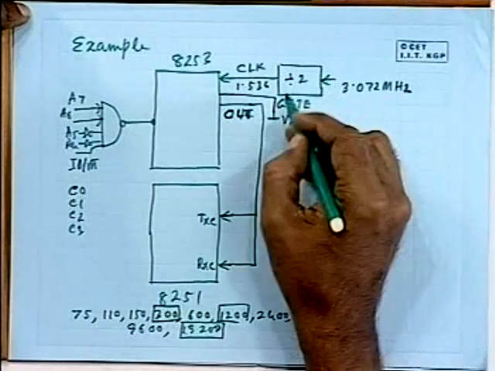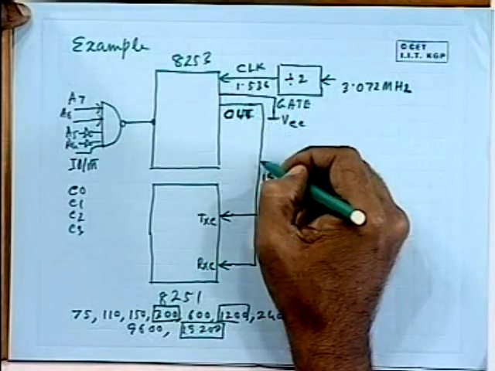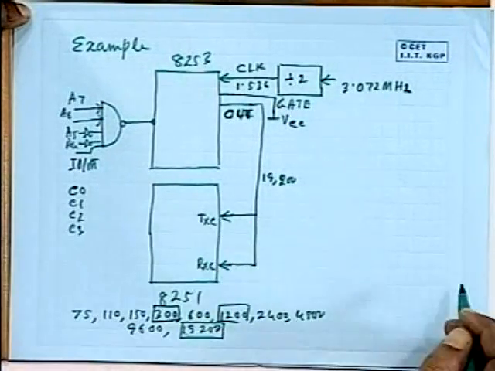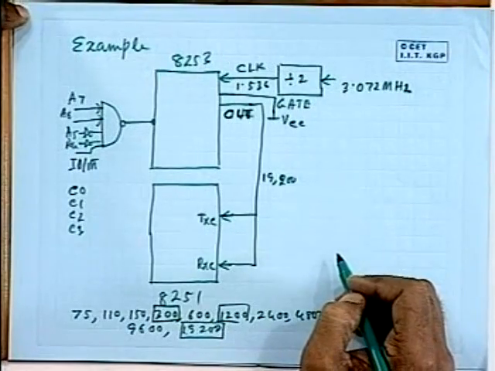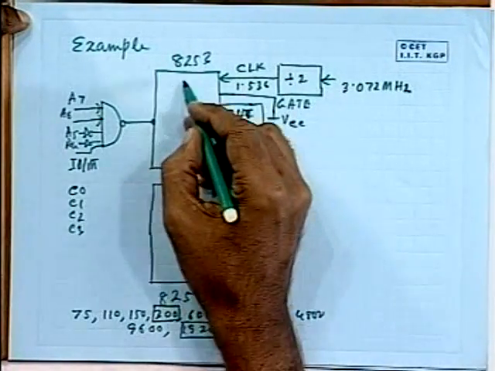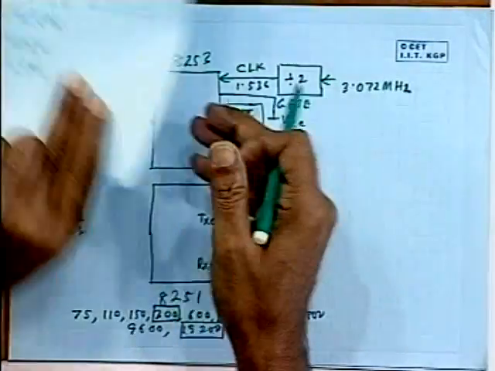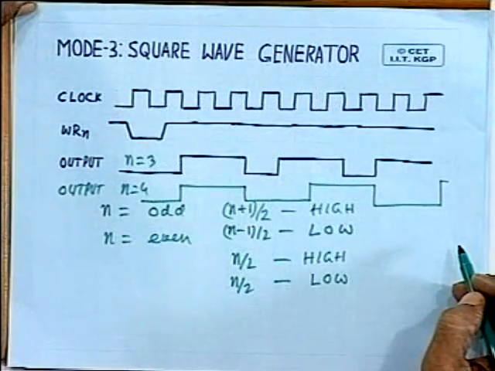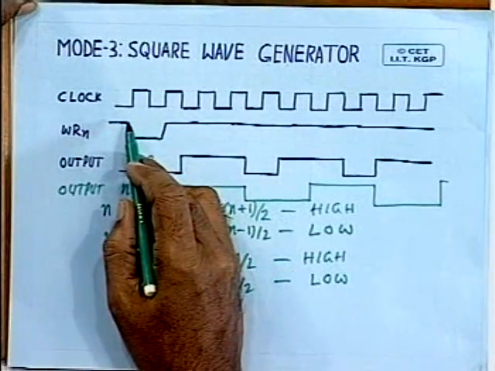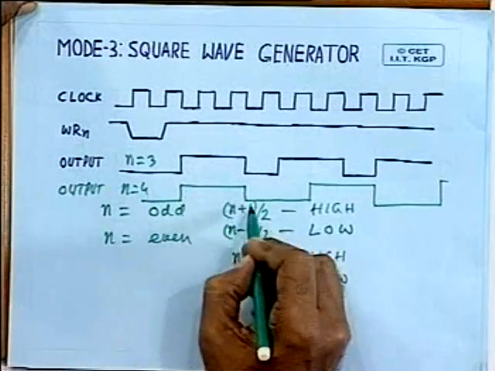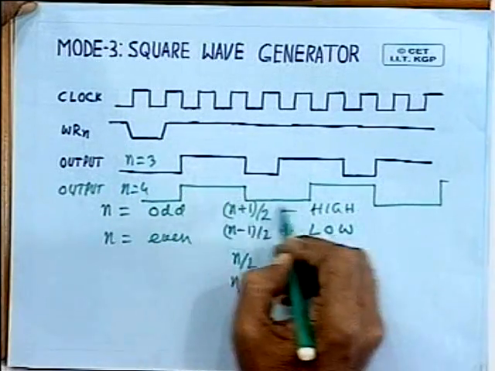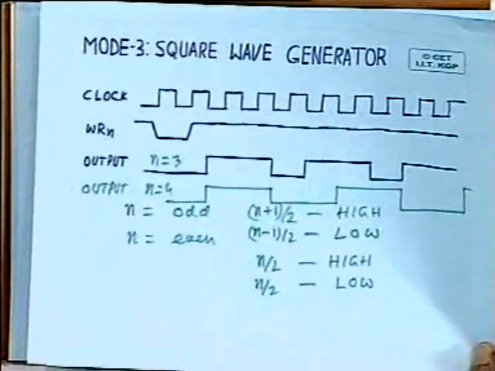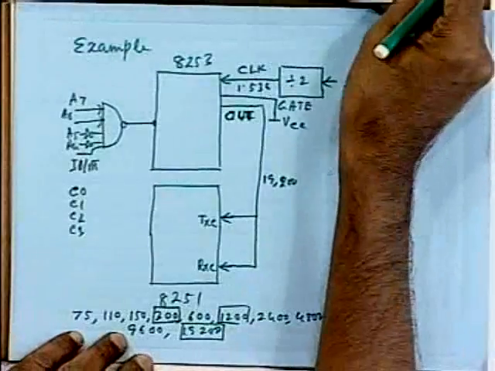Now, by programming, you have to generate a 19200 clock frequency, and that has to go to this TXC input. How can it be done? You can program this 8253 in mode 3, as I have already explained. Mode 3 corresponds to the square wave generator. If you program in mode 3, it will continue to generate the clock in this fashion once the chip is initialized. And to do that, you have to program in mode 3. Let's see how it can be done.